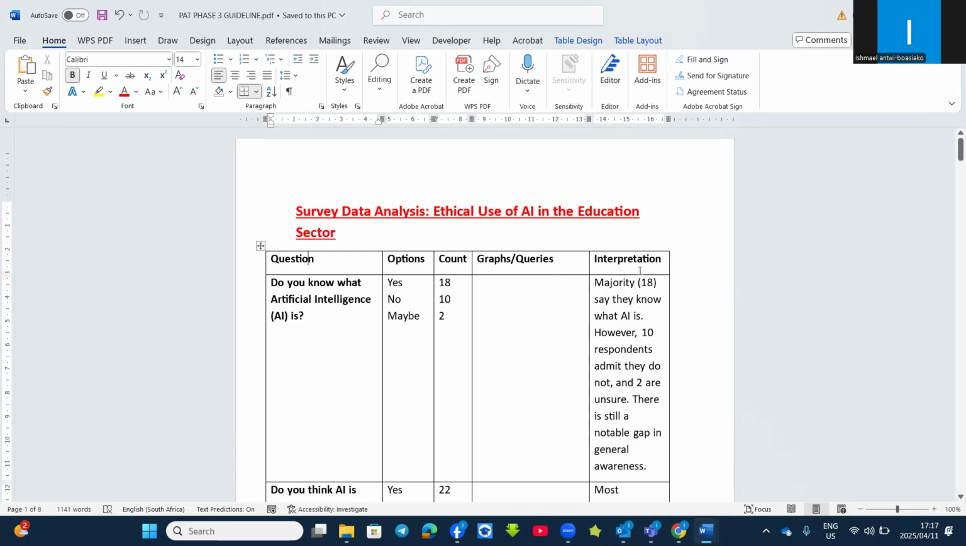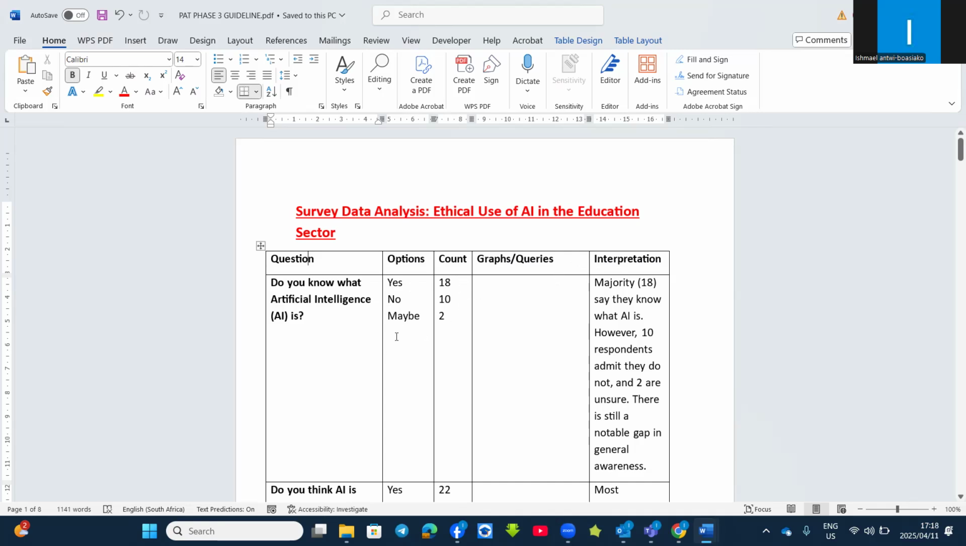Now, let's take the first question. Do you know what AI is? That was the question as an example. Out of the 30 respondents, 18 said yes, they have knowledge about AI. 10 said no, they do not have. And 2 chose maybe.